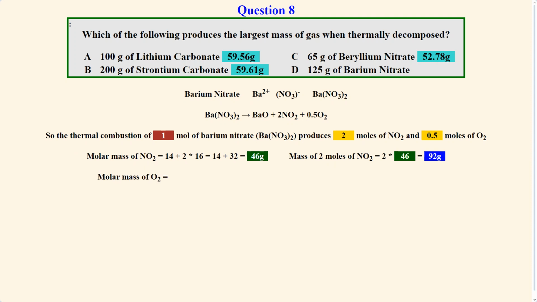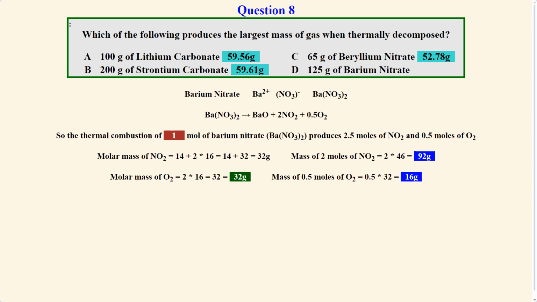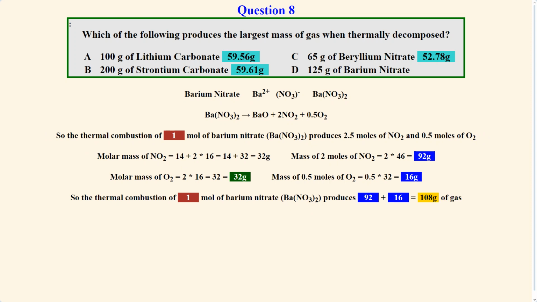With the oxygen, 2 times 16, because we've got O2, that gives us 32, but we've only got 0.5 moles, so we need to multiply by 0.5, and we've got 16 grams. So again, the total mass of gas from thermal decomposition of 1 mole of barium nitrate is going to be 92 plus 16, 108 grams of gas.